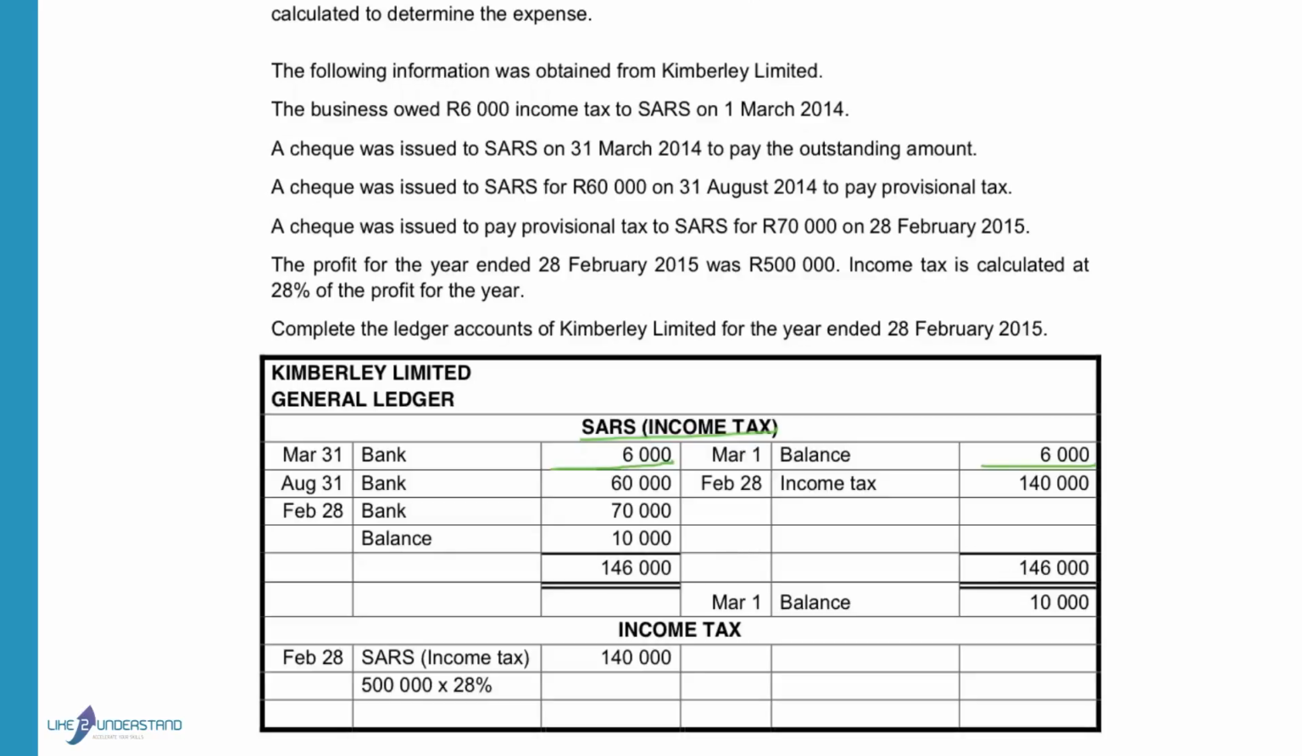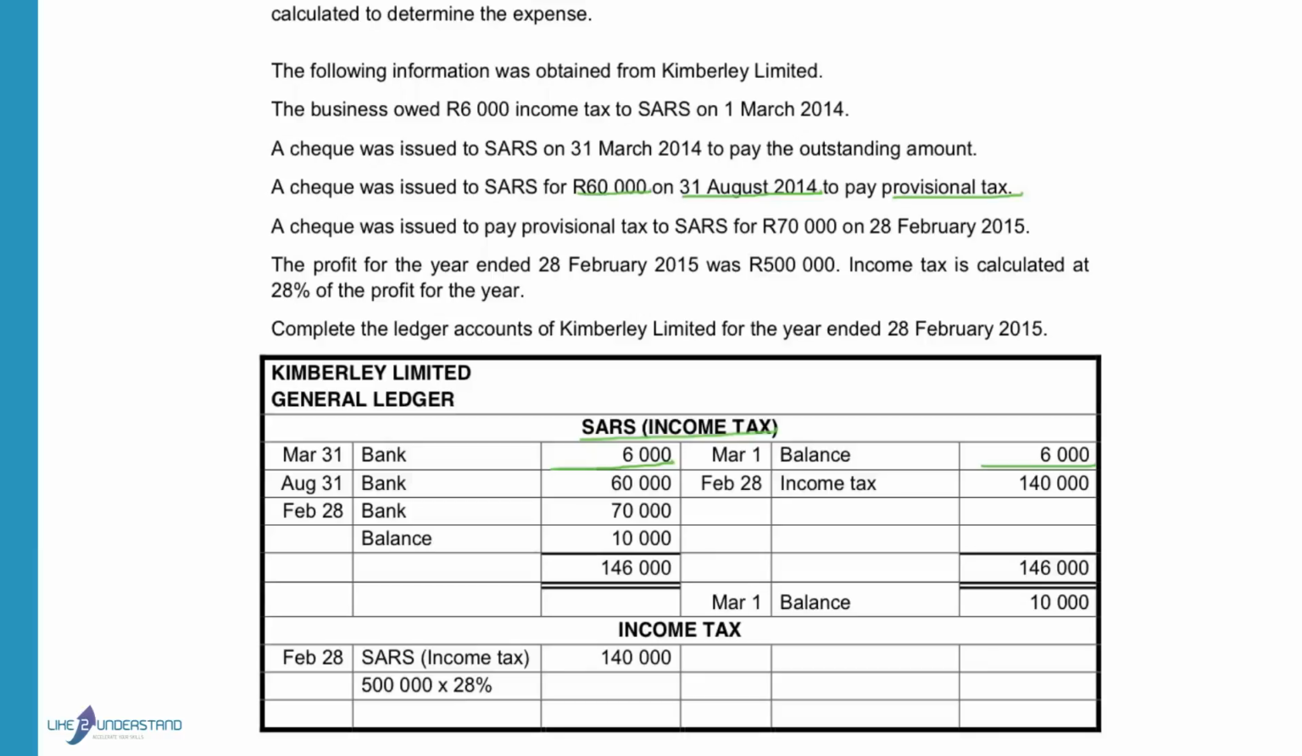Then in the middle of the year, if you want to explain it in a very easy way, the business will make a small income statement, just of all the income and expenses for that 6 months to determine what is the profit. And then they calculate the 28% on that profit and they make a provisional payment to SARS. So that means on the 31st of August, in the middle of the year, a provisional tax payment is made on the profit that they made during the first 6 months, and they sent 60,000 Rand to SARS.